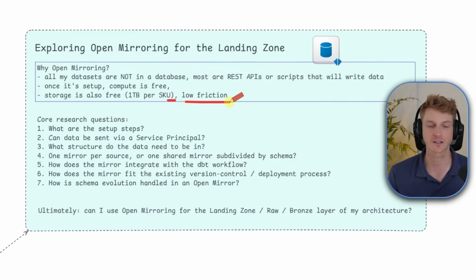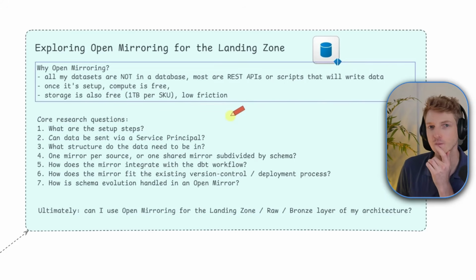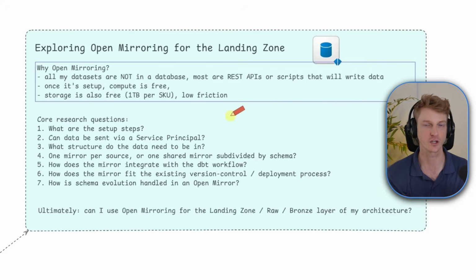And probably one of the biggest pros is that it's quite low friction. You just send files into a landing zone, and as long as they have the right structure, they're going to get basically converted into Delta tables. And from there, I can use it for the rest of my architecture.